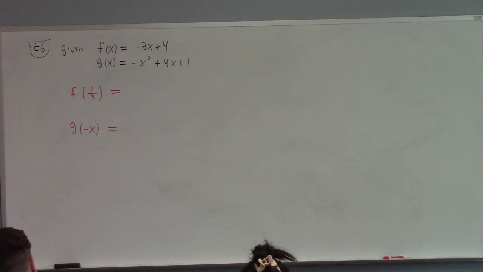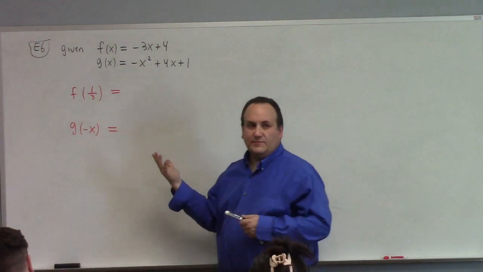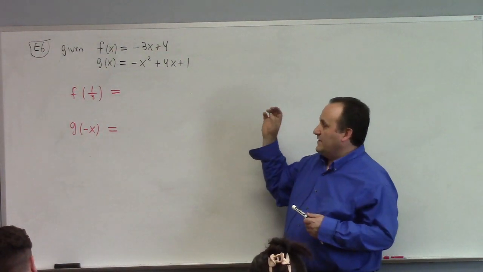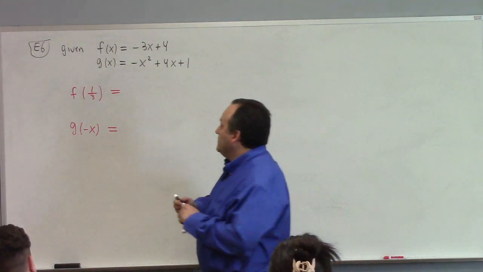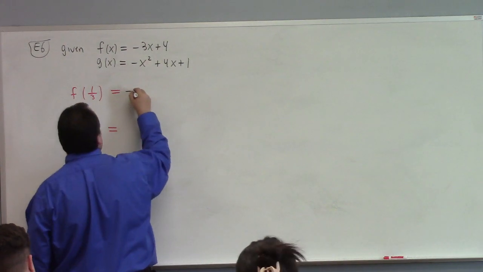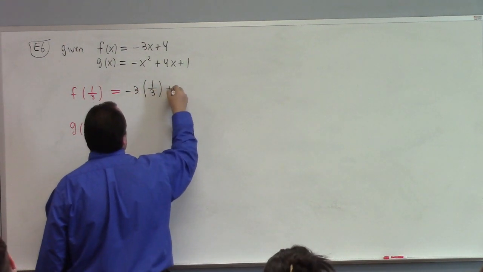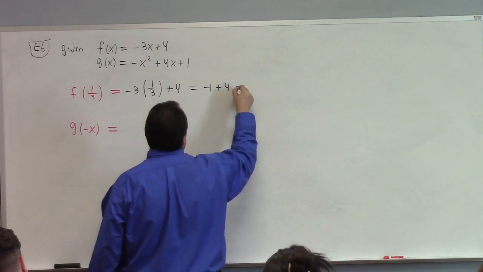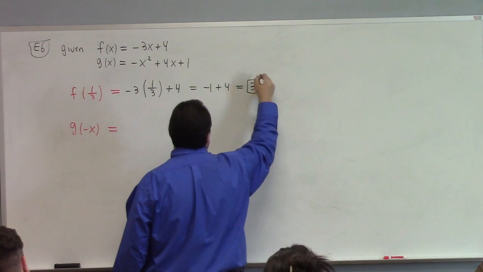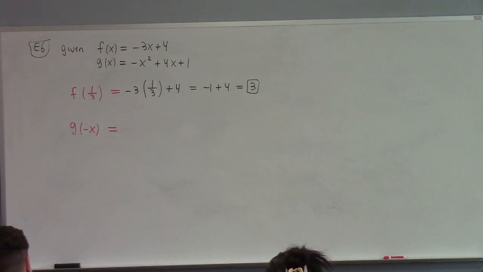Okay, so what do we do? What does this mean? It means every place where we have an x, we put a 1/3, right? So I do minus 3 times 1/3 plus 4, which is minus 1 plus 4. So we get 3. There you go. That's all there is to it for that one.